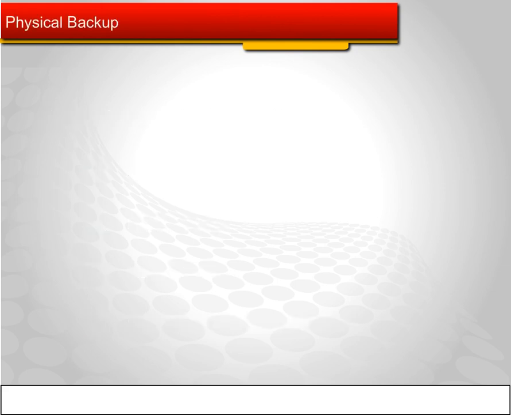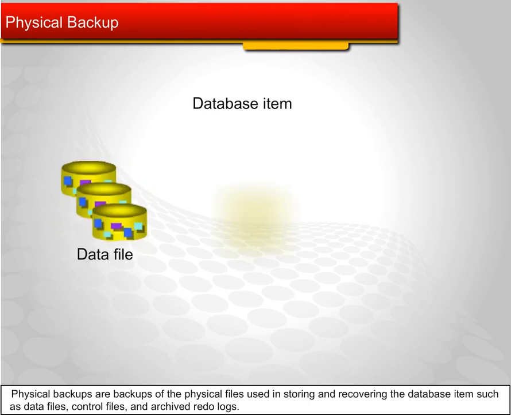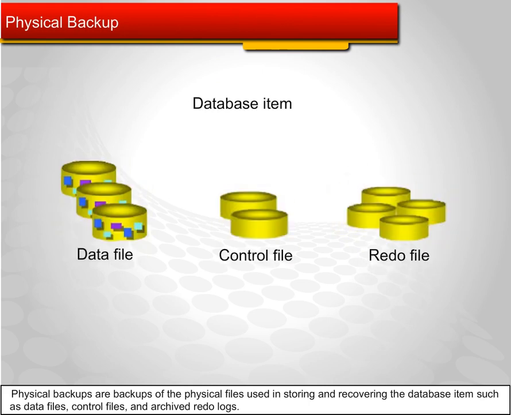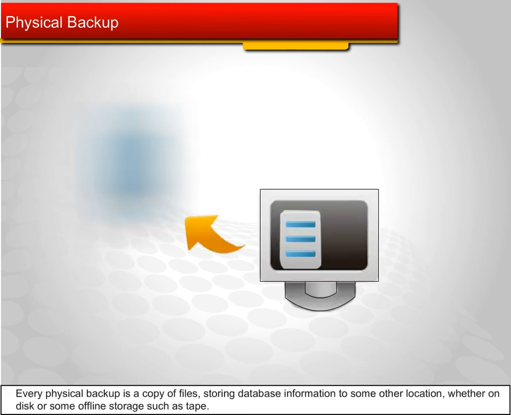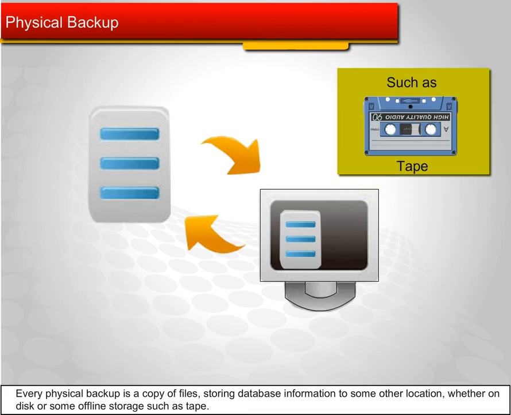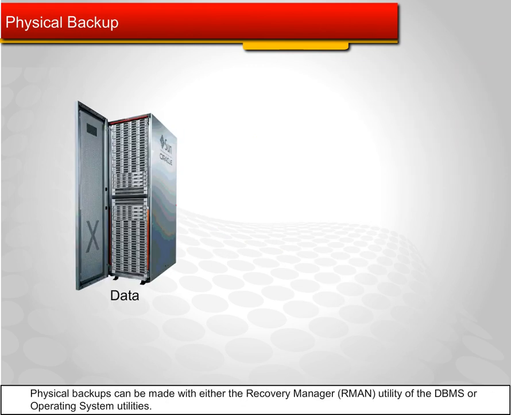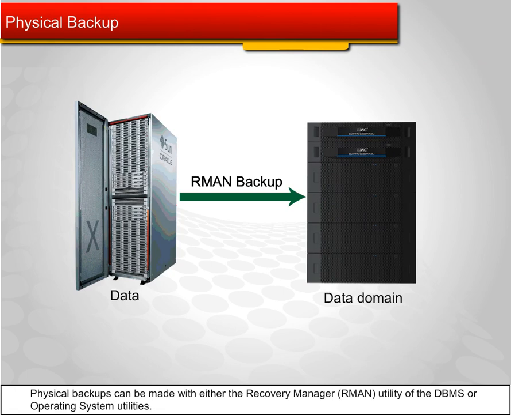Physical backup. Physical backups are the backups of the physical files used in storing and recovering the database items such as data files, control files, and archived redo logs. Every physical backup is a copy of files storing database information to some other location, whether on disk or some offline storage such as tape. Physical backups can be made with either the Recovery Manager or RMAN utility of the DBMS or operating system utilities.